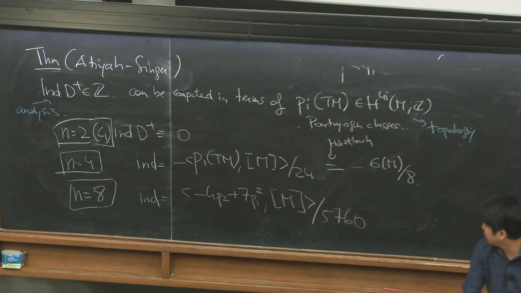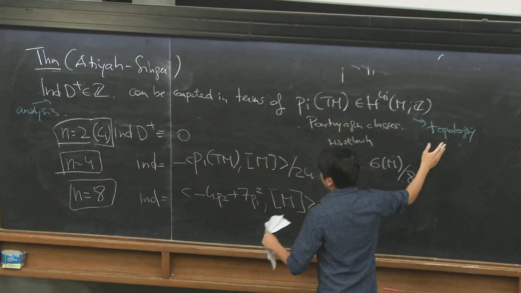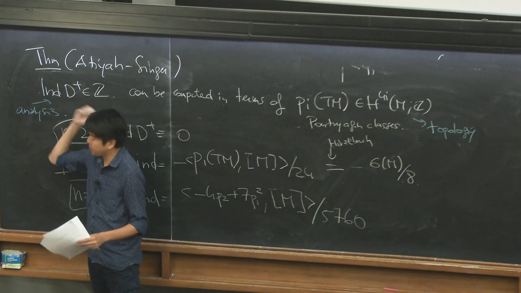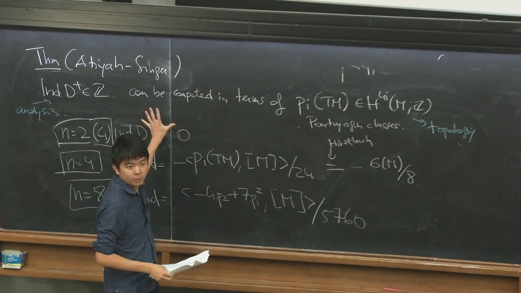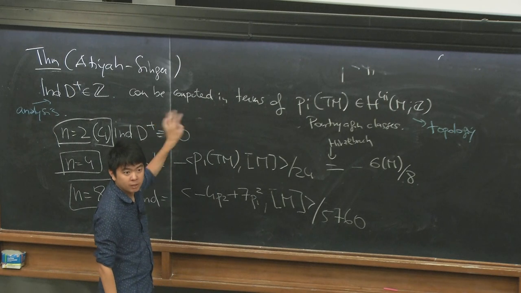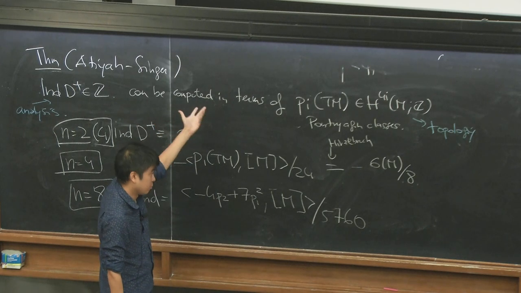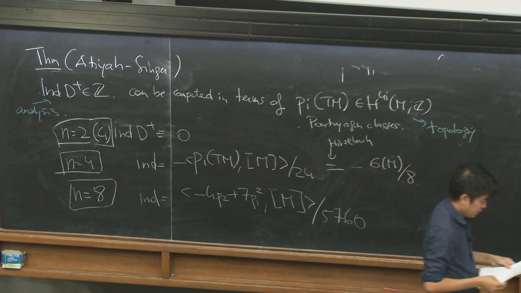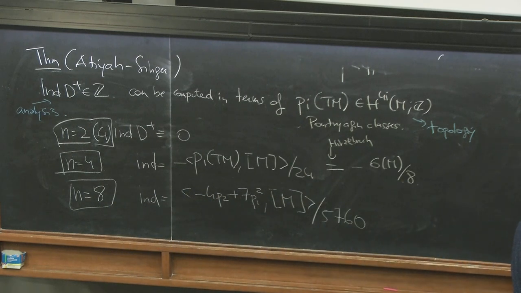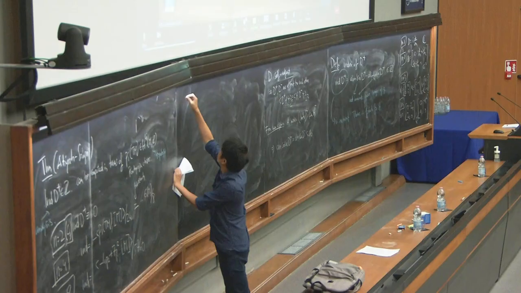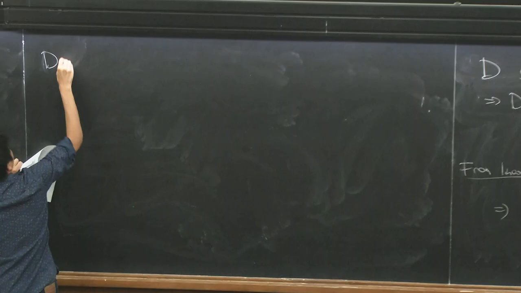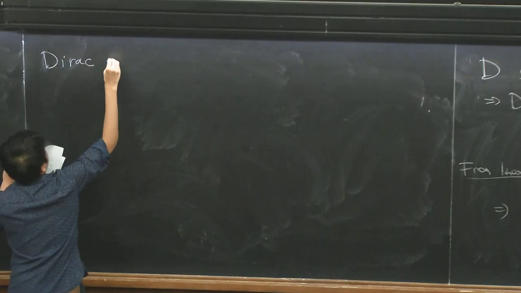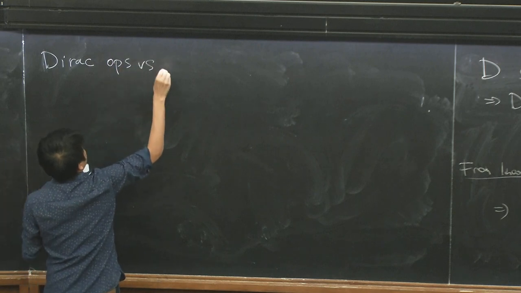Our goal was going from topology to geometry, and somehow we managed, using the Atiyah-Singer index theorem, to get to analysis. So now let me tell you how to get from harmonic spinors, analysis, to geometry. This brings us back to the beginning of the lecture: Dirac operators versus geometry.